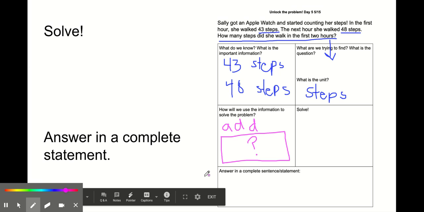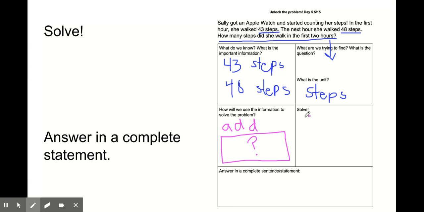Now it's time to solve. So you need to add 43 plus 48. You will need to regroup because 8 plus 3 makes more than 10.